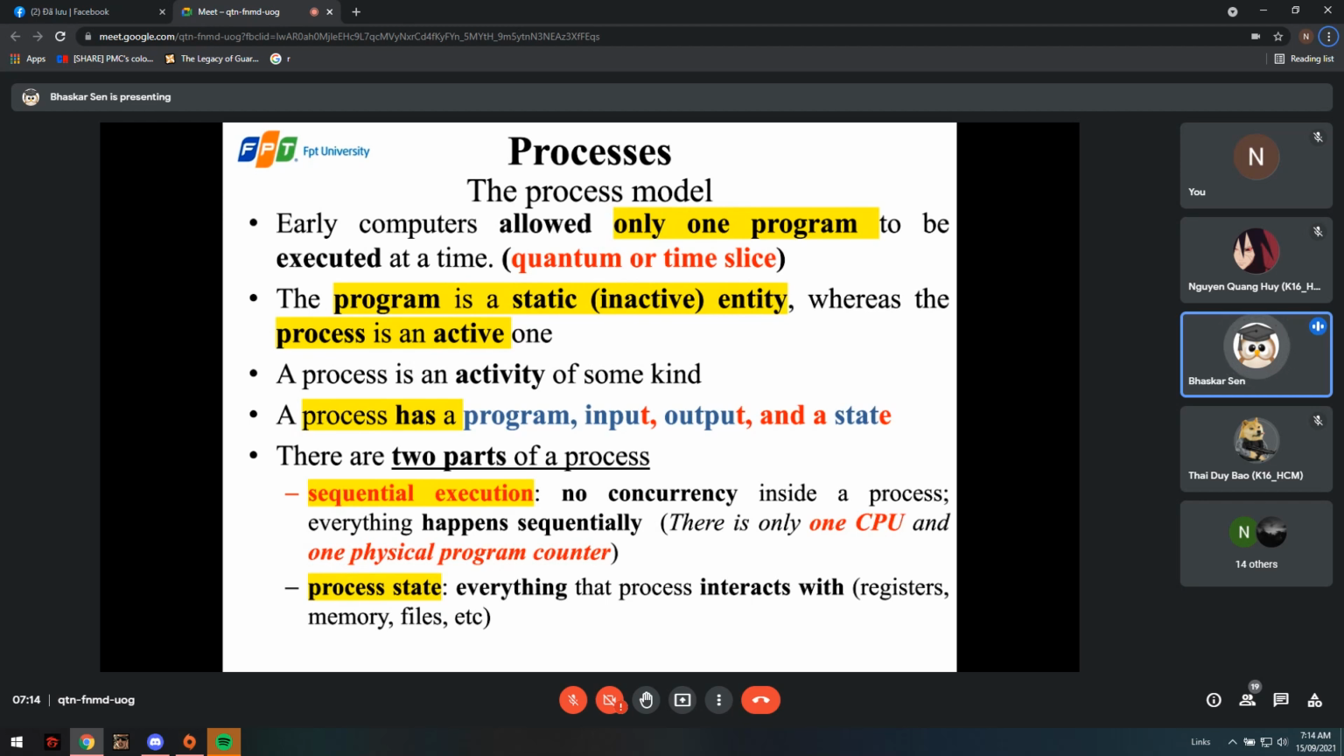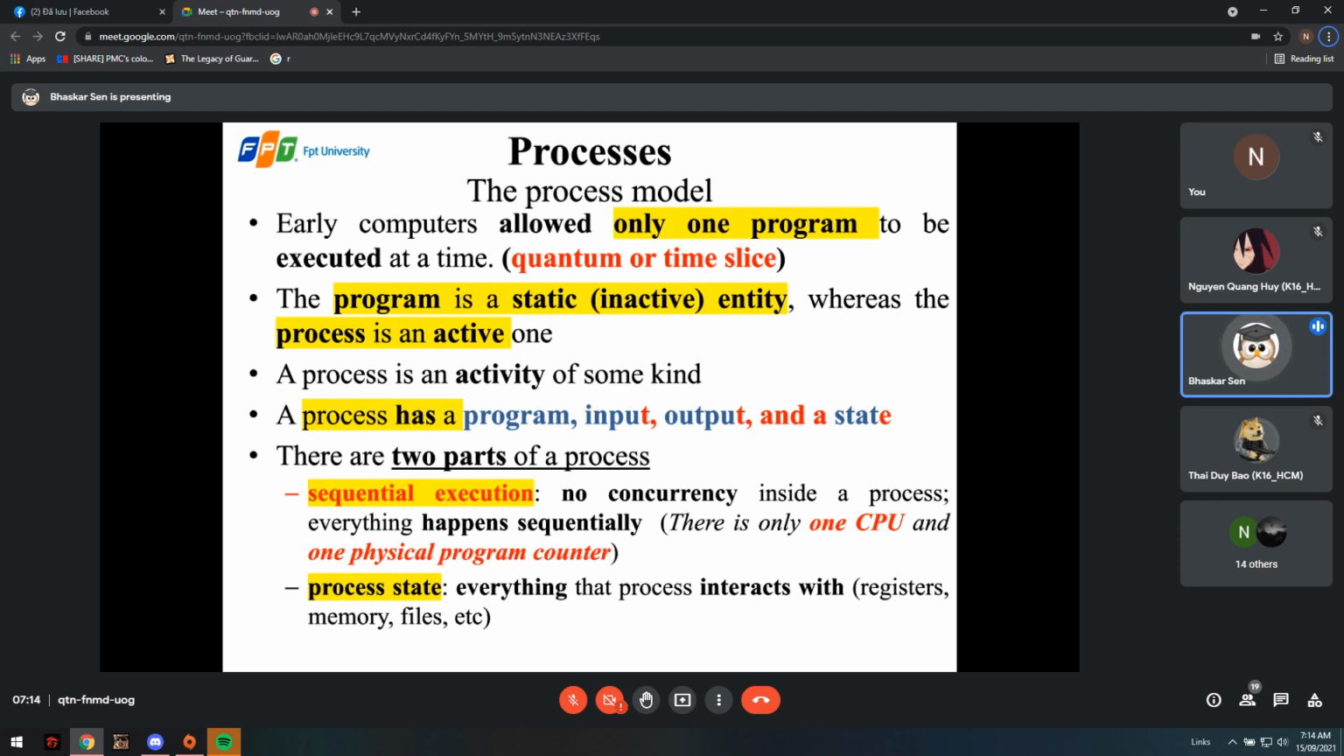All right. The next thing that we are looking at, as I already mentioned, is that the program is a static entity, and the codes, when they're loaded as a process in RAM, become active. We call them active because they acquire a whole bunch of resources. Eventually, we'll get to see what they acquire and how these things are carried out. A process is a program, input, output, and a state. The most important thing: a process has a state.